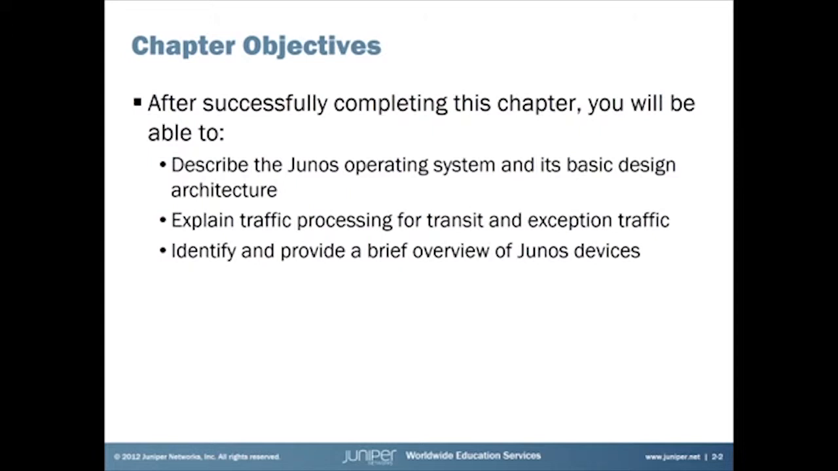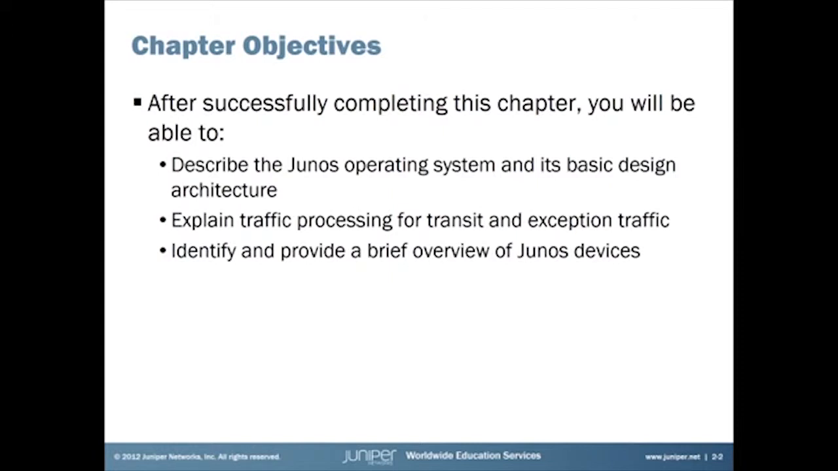We're going to explain traffic processing for transit and exception traffic. What do I mean by that term, by the way? What is transit traffic? How would you describe transit traffic on a networking device? Any ideas? It comes in one interface and it goes out another interface. It's transiting, okay? That's most traffic, isn't it?